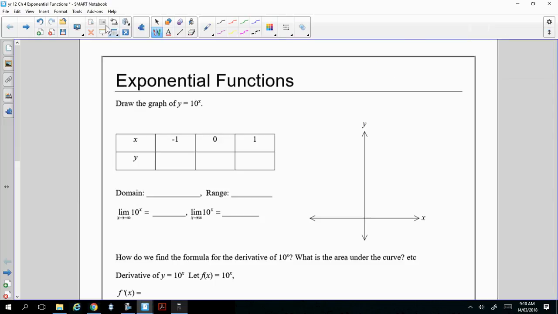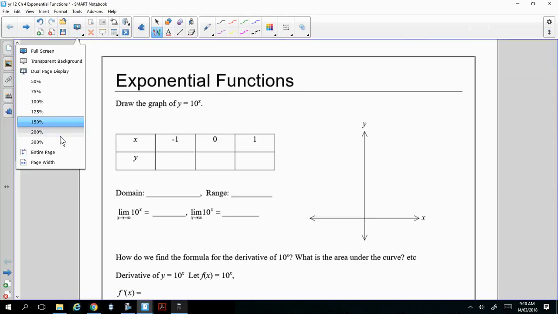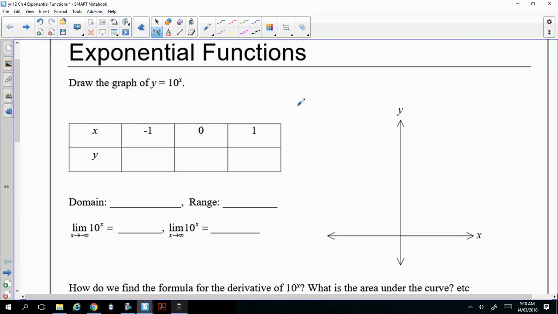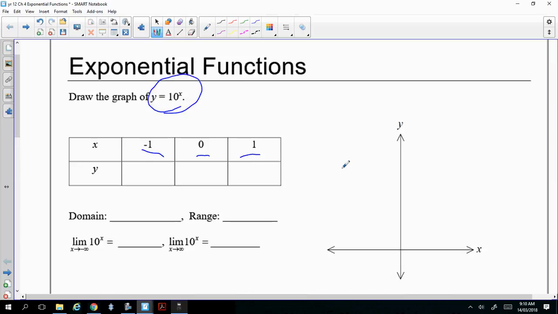Okay, good. So what we need to do is we start off with the graph of an exponential y equals 10 to the power x. Fill in this table of values and then draw the graph. Substitute -1, you get 10 to the power -1, which is 0.1. Substitute 0, you get 1. Substitute 1, you get 10.